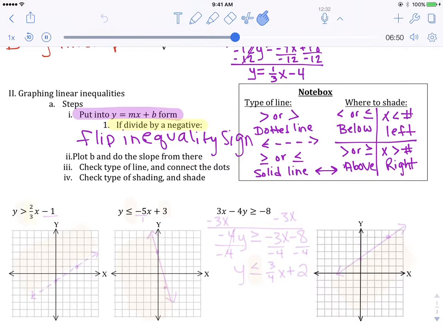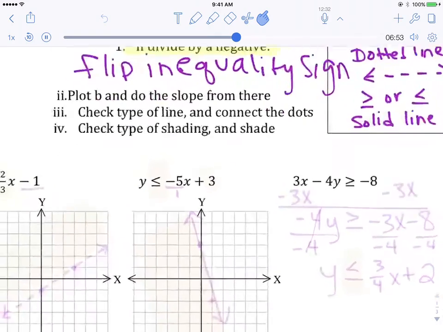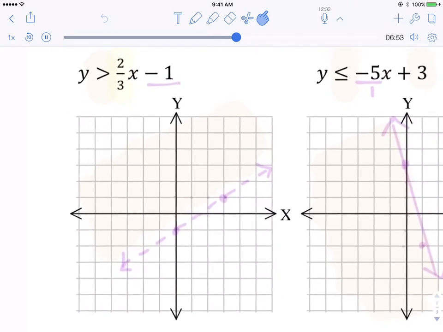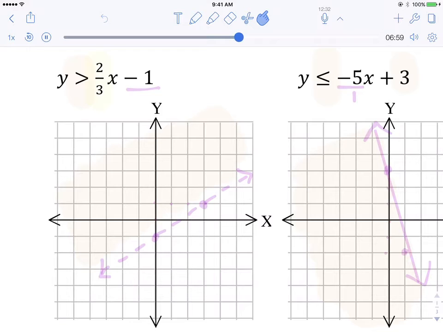So let's do some examples where we can actually see this in action. Our first example, y is greater than 2/3 x minus 1. Again, we're going to start with our y-intercept of -1, and then we're going to use our slope of 2/3. So that means we're going to go up 2, to the right 3, and that's where we're going to plot our second point. This is where we're going to take a look at our symbol. We said that if it does not have an equal sign, we're going to use a dotted line. So when we draw this line through these points, it's going to be dotted just like this.